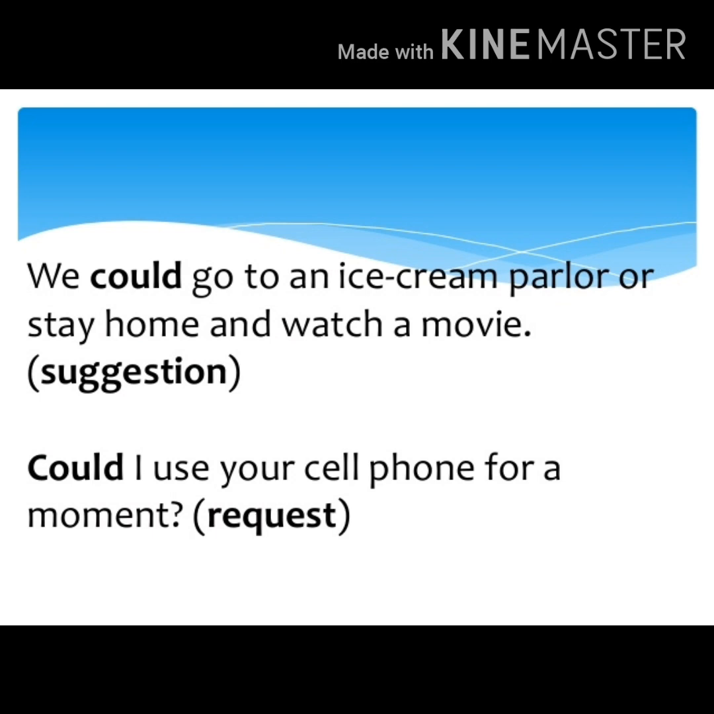To show the suggestions, the sentence will be, we could go to an ice cream parlor or stay home and watch a movie. In this sentence, two situations are there, and this is a suggestion from somebody that we can go for the first option or the second one. And to request someone, could I use your cell phone for a moment? This is the way we can request someone when we need to ask for something.